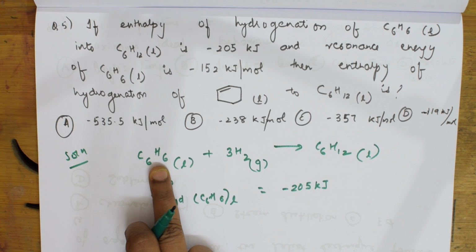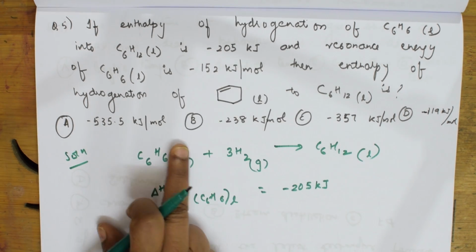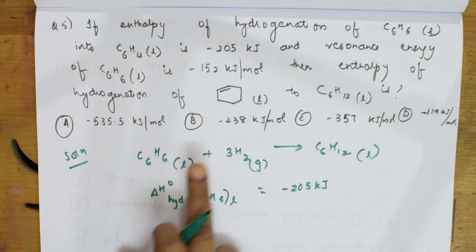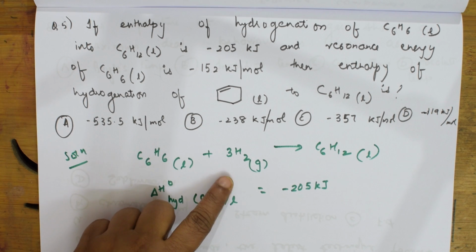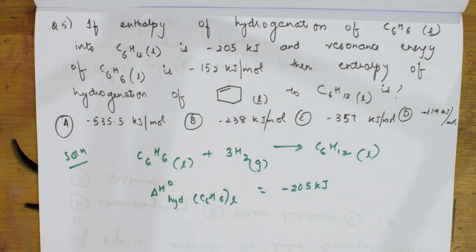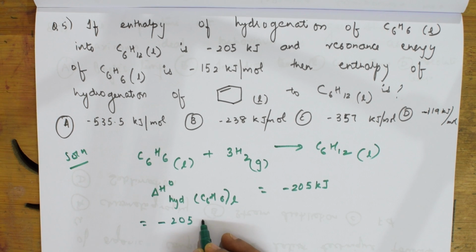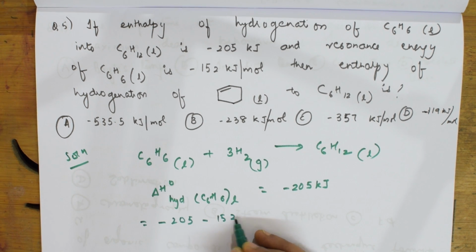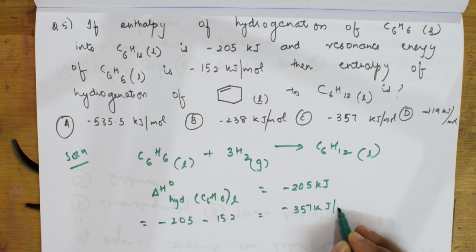So for the heat evolved for hydrogenation of 3 bonds, how much is evolved? Because the resonance is on this side, I have to add the resonance energy and add 3 hydrogens. What is the heat evolved? I have to write it. So I'm going to add minus 205 and minus 152. How much will this come to? This will come to minus 357 kilojoules per mole.